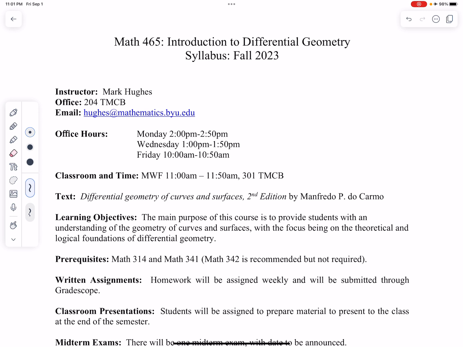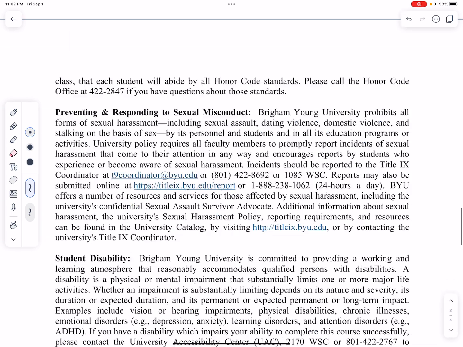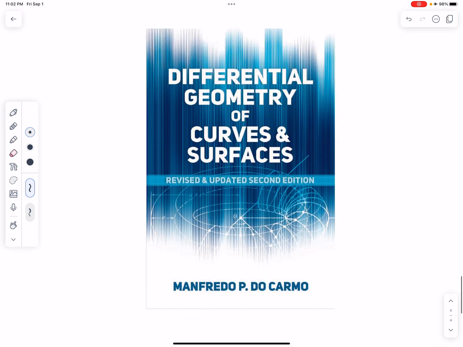Our class location was changed, I think fairly recently. We'll be in TMCB 301, on the 3rd floor of the Talmadge building, and we'll be meeting from 11 to 11:50 every day. The textbook we'll be using is Differential Geometry of Curves and Surfaces, the 2nd edition by DoCarmo, and I've got a little picture of it down here. So this is what the book looks like.